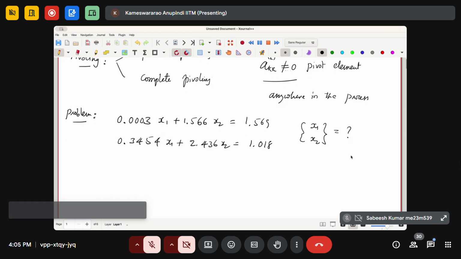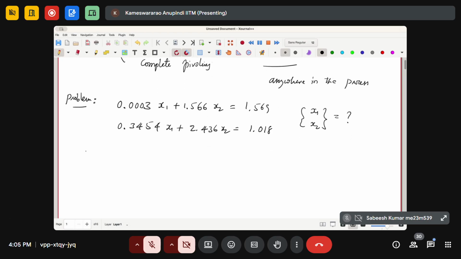Now, to solve this problem, we are also given that we should use 4-digit floating point arithmetic with round off. I'll explain what 4-digit floating point arithmetic with round off is. That means we can only store 4 digits as such.